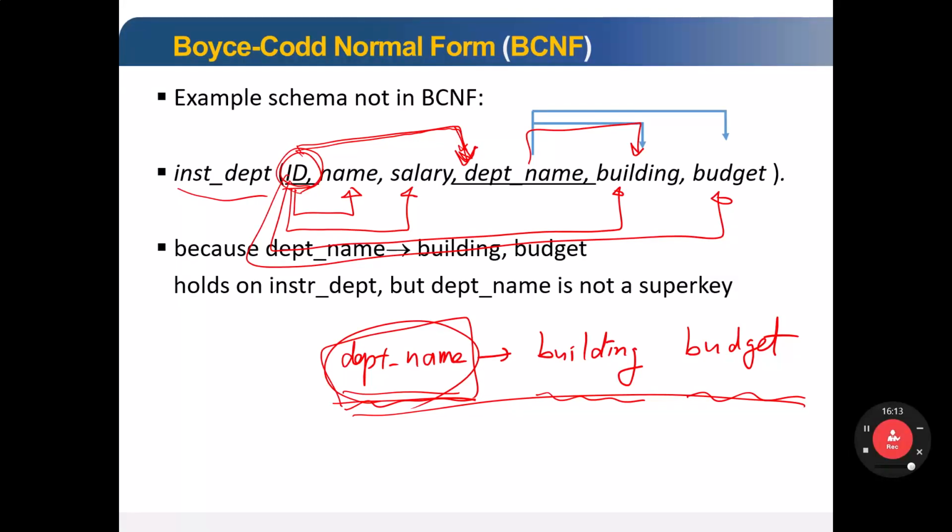That is the problem. Why do we have the problem? Because we combine two different tables into a single one. That is what makes this table design bad.